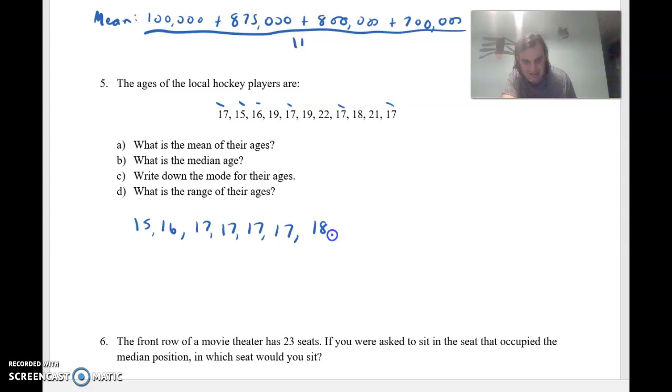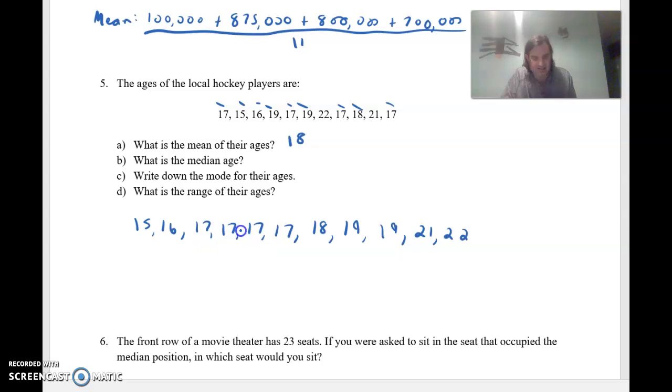Then an 18, 19, a 19, 18, 19, 19, 21, 22. 1, 2, 3, 4, 5, 6, 7, 8, 9, 10, 11 of them. So what does the mean? Well, it's whatever this total is divided by 11. So let's add them up. I got a total of 198. And I'm going to divide that by 11. I got an average of 18.